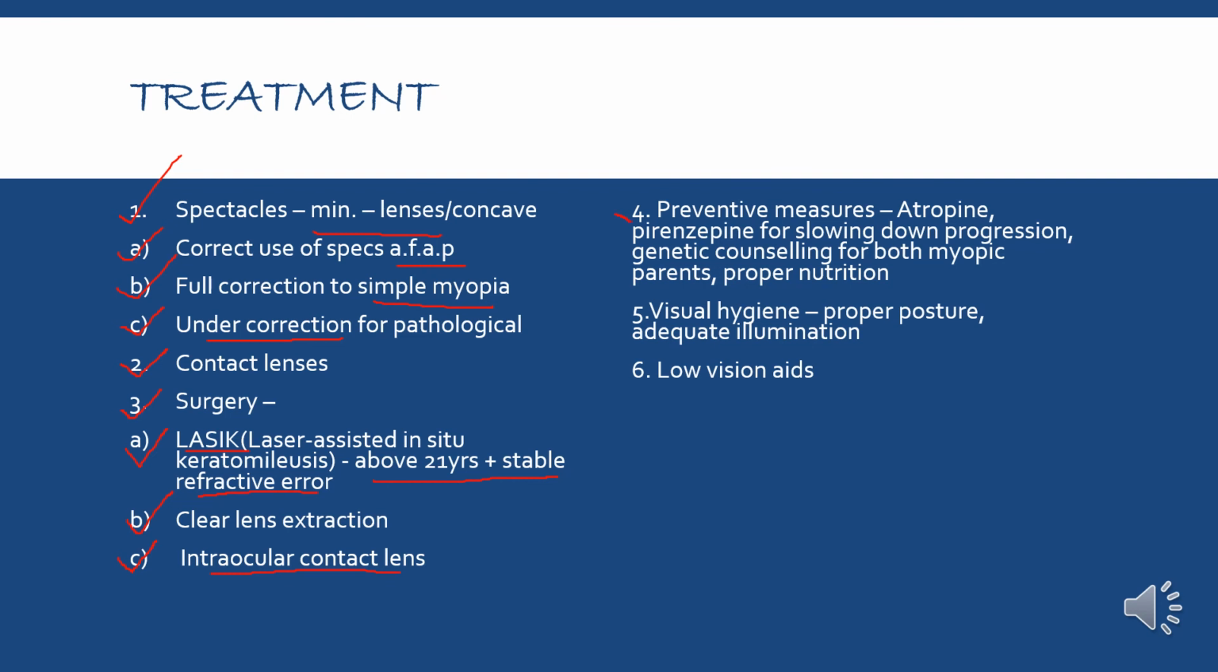We can use atropine or orthokeratology for slowing down the progression of high myopia. High myopia patients should also have proper nutrition, and another preventive measure is that both myopic parents should go for genetic counseling. Next is maintenance of visual hygiene, which includes sitting in proper posture and in adequate illumination. Next is low vision aids. For patients with advanced degenerative changes where useful vision is not obtained with spectacles and contact lens, they should go for LVA. So that's it for the treatment of myopia.